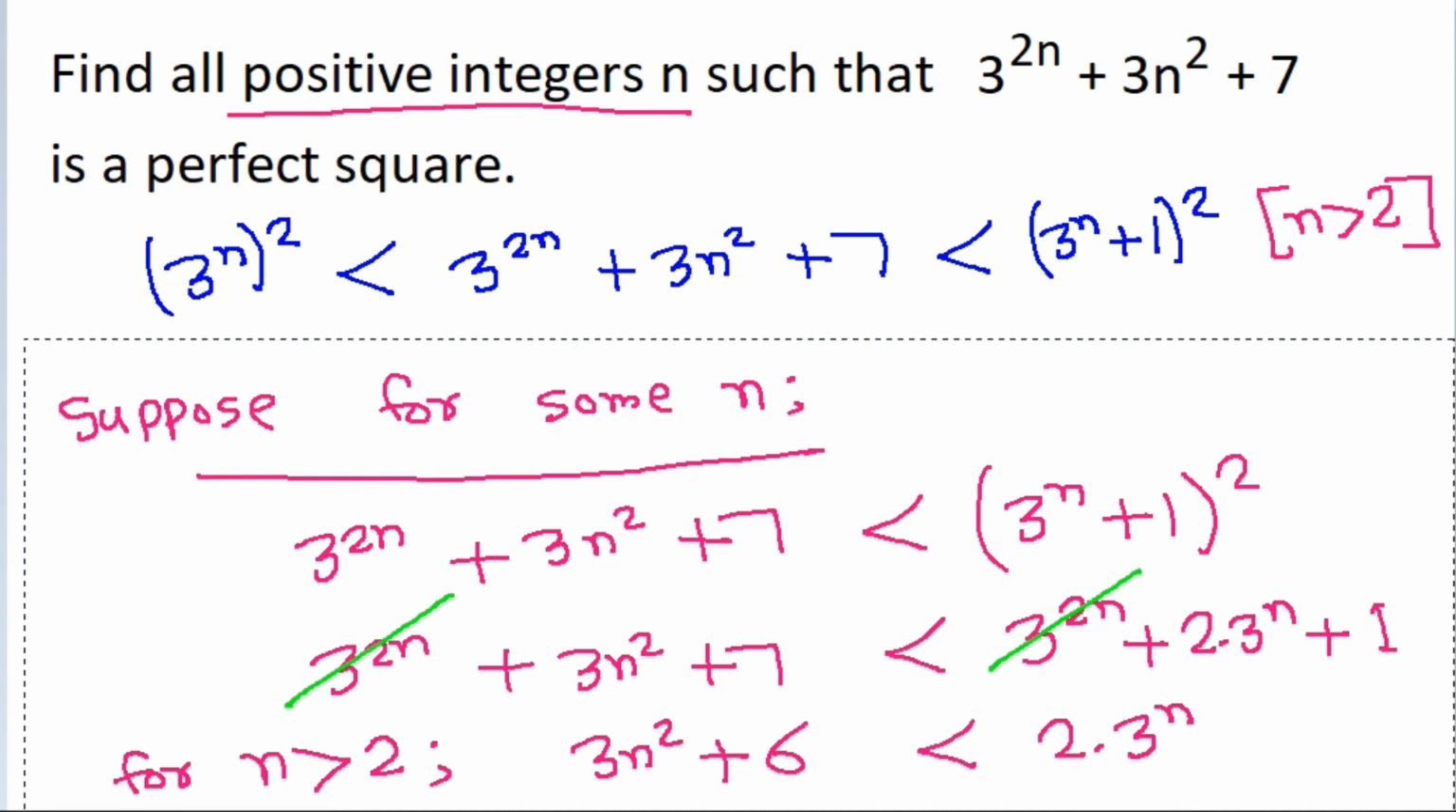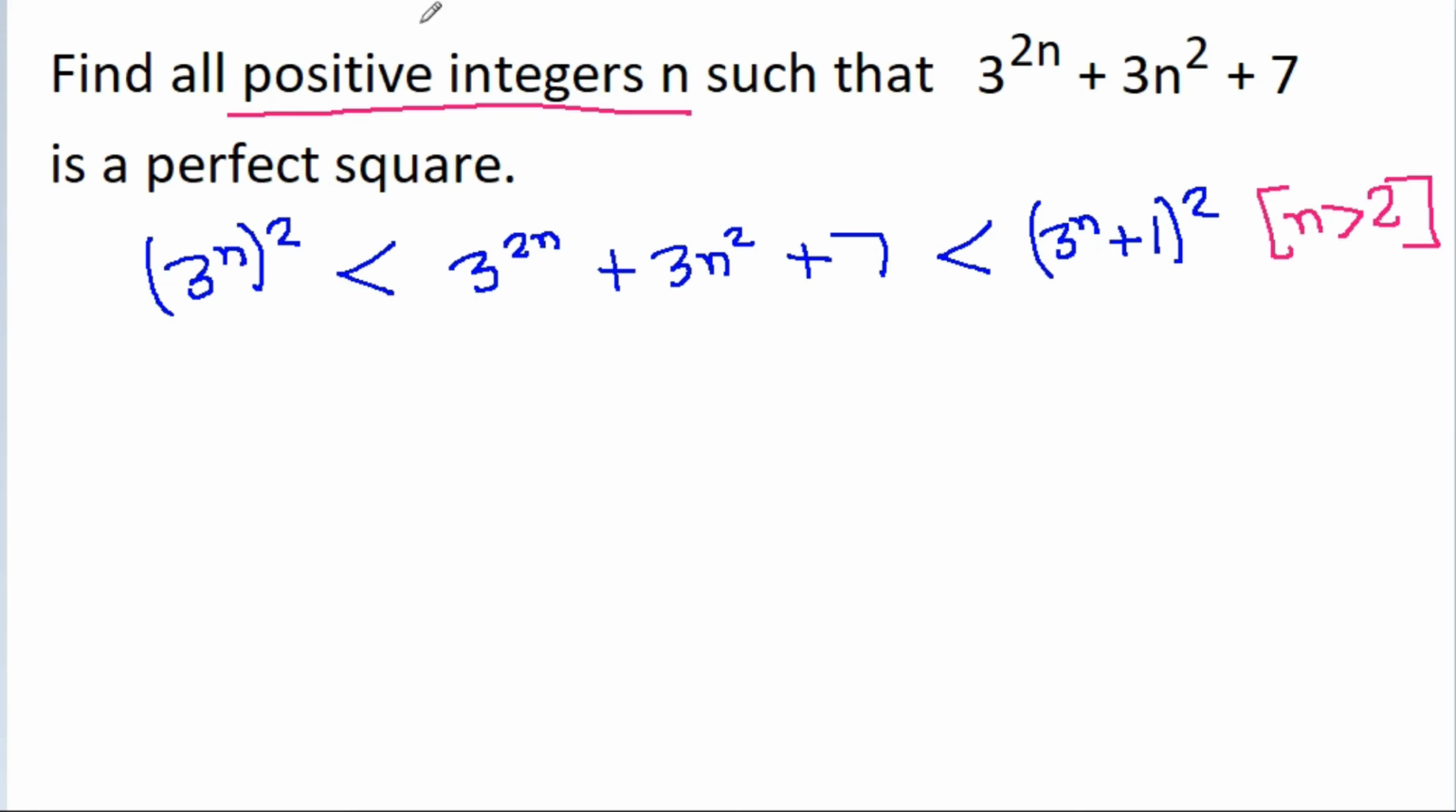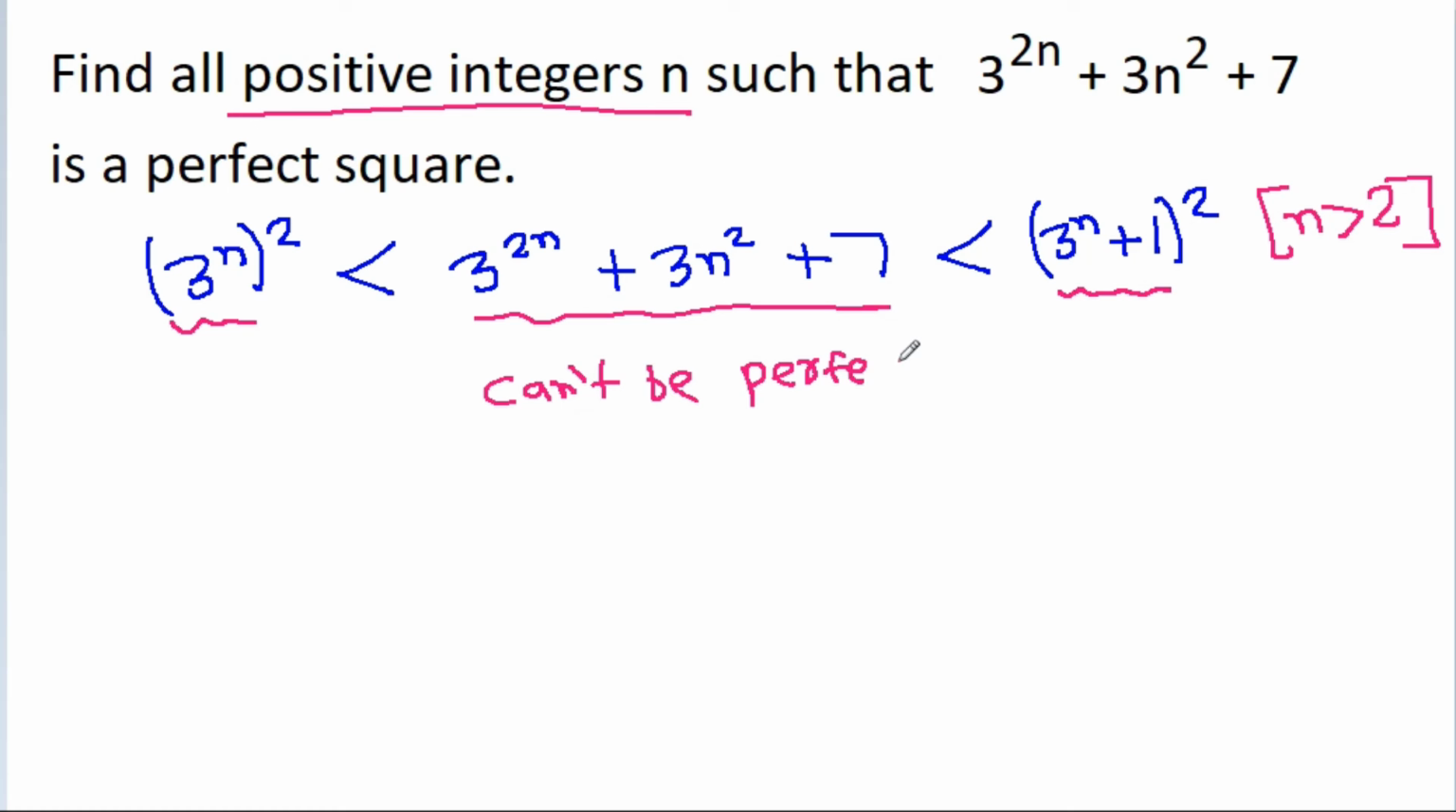And 3^n and 3^n + 1 are consecutive numbers, so this cannot be a perfect square. And now we have two positive integers left, n equal to 1 and n equal to 2.